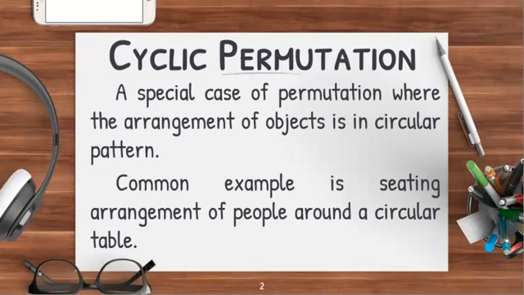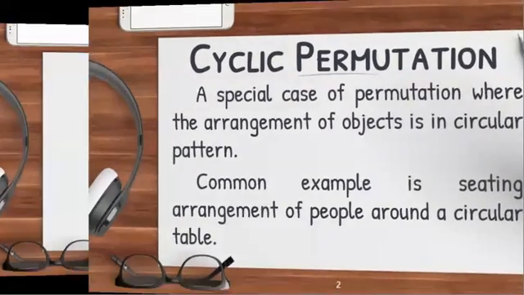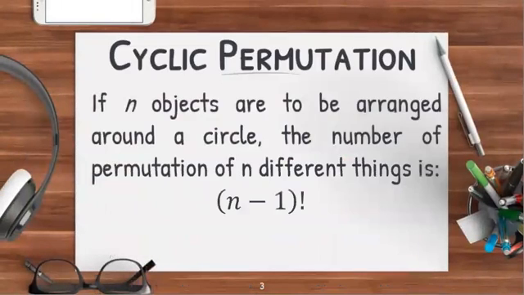Because when people are seated around a round table, we cannot say that one is seated on the first seat, unlike in linear permutation. So hindi naman po natin pwedeng sabihin na yung position na yun ay yung unang pwesto. Okay? So for cyclic permutation, if n objects are to be arranged around a circle, the number of permutations of n different things is given by the formula n minus 1 factorial. So ito po yung gagamitin nating formula if permutation na hiningi sa atin deals with seating them or arranging them in a circular manner or around a circle.